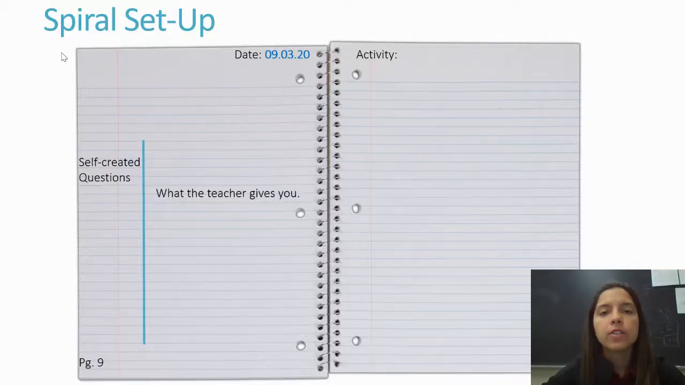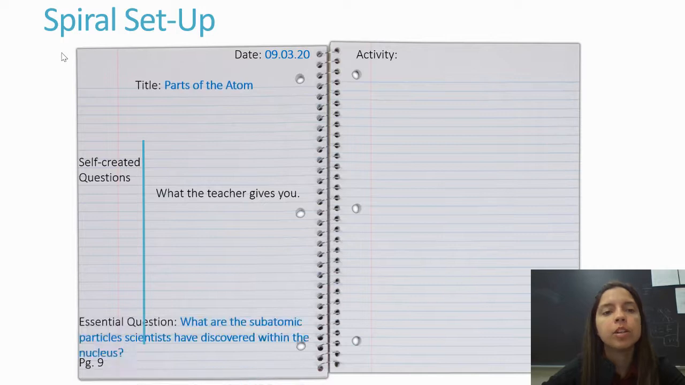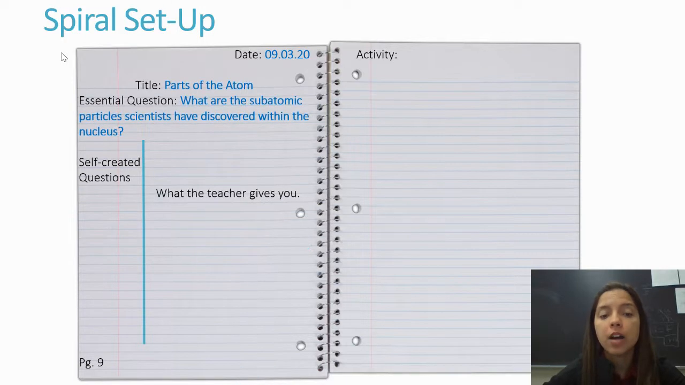So the first thing you have to do today is set up your notebook, and you can pause the video if you need to make sure you have time to do this correctly. You're going to write the date, the title, the essential question, and you're going to be ready for your notes. Again, at any time, you may pause this video if you need more time to write.